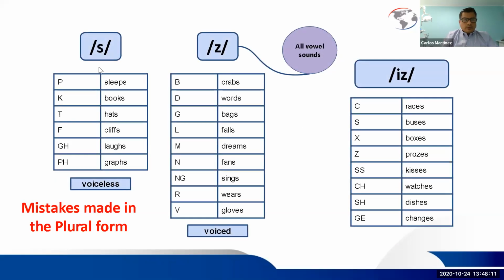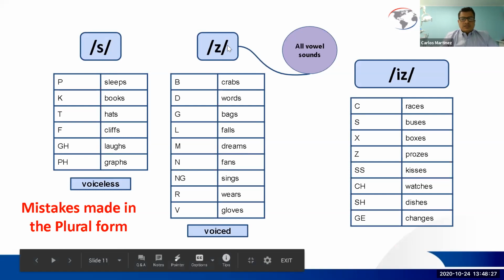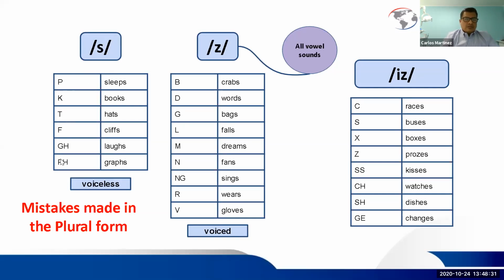The plural form. We're going to say s or z, depending. If it's a voiceless consonant in the noun, you're going to say s. If it's voiced, you're going to say z. Now again, these are the letters, to help you. If you have a noun that finishes in any of these letters, P, K, T, F, GH, you're going to say s.